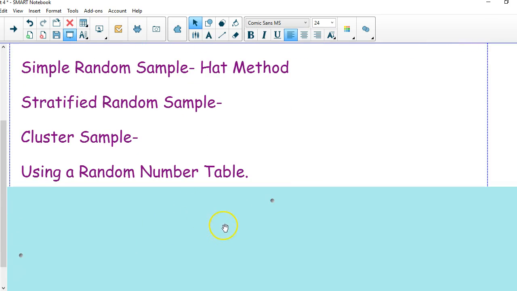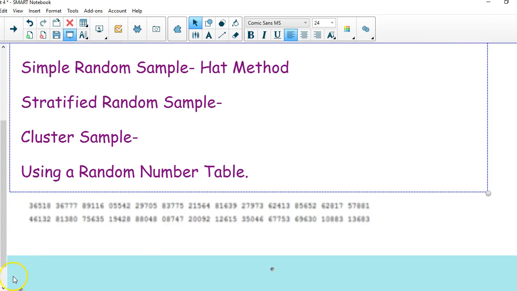Using a random number table. I'm going to come back and make a video over this, but make sure you understand how to do that.